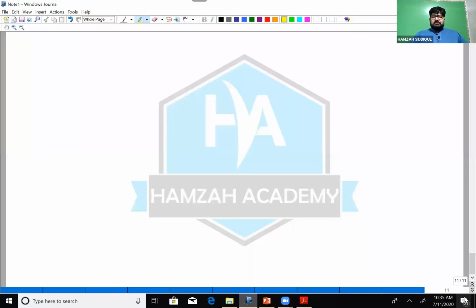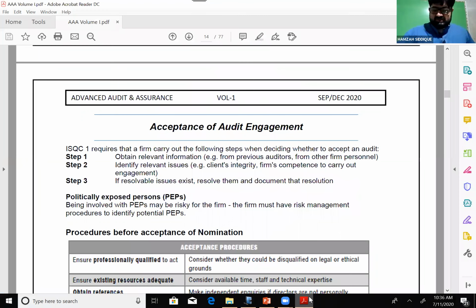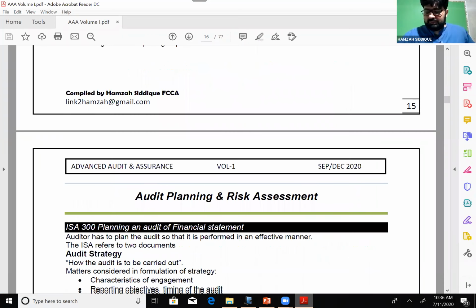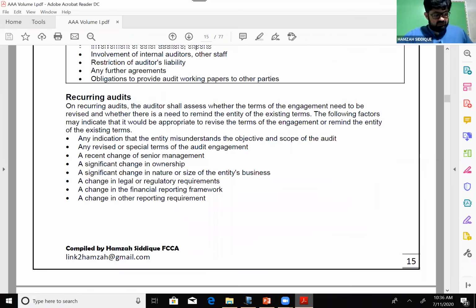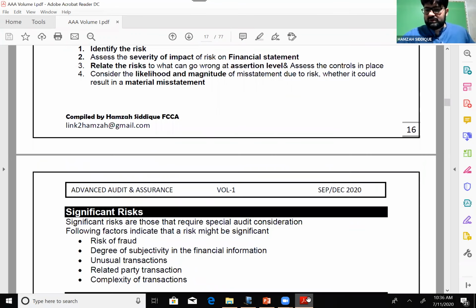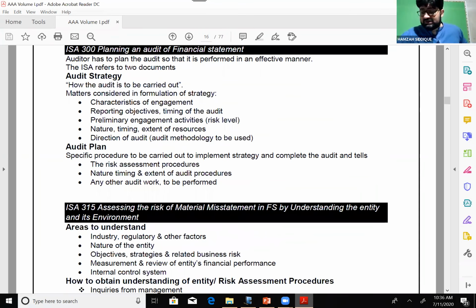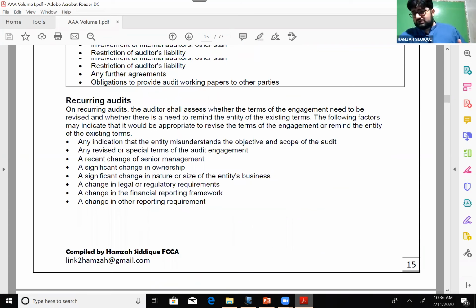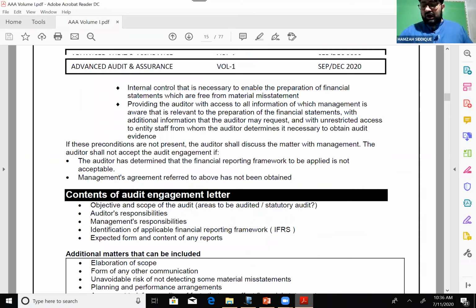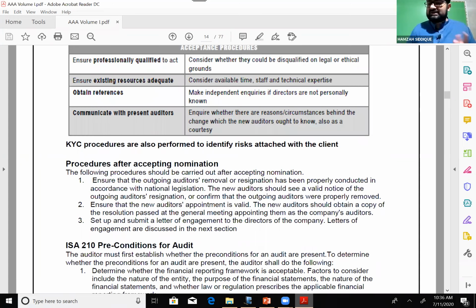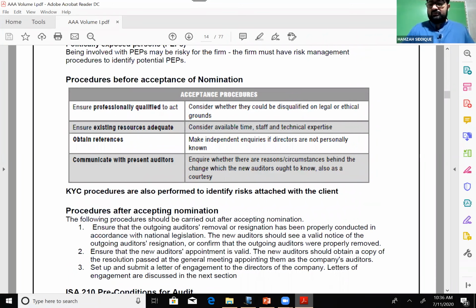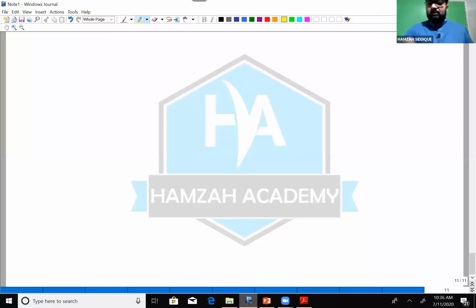Now, students, acceptance of audit. We will start with it. But I will be doing only some of the topics today. I will not go too far because this is today's first class and people don't have notes as well. So I will end the class today 10-15 minutes earlier, maybe more. But next week, we will be having routine class, because the majority of you are on a trial class today.